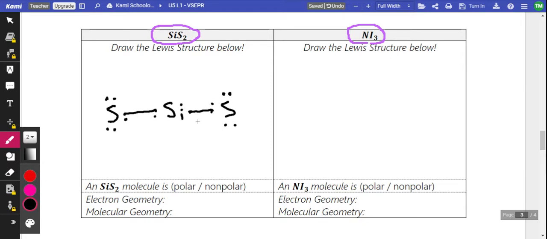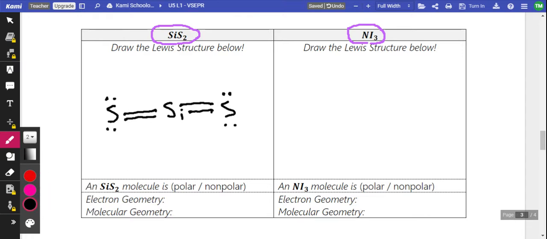That it kind of looks like the dot on the I is an electron. There we go. Okay, so there's my double bond on each of these, again, to prioritize making the outer sulfur atoms happy. But in this case, silicon also ends up happy as well, so that's nice. Okay, so an SiS2 molecule is what? Well, let's see.